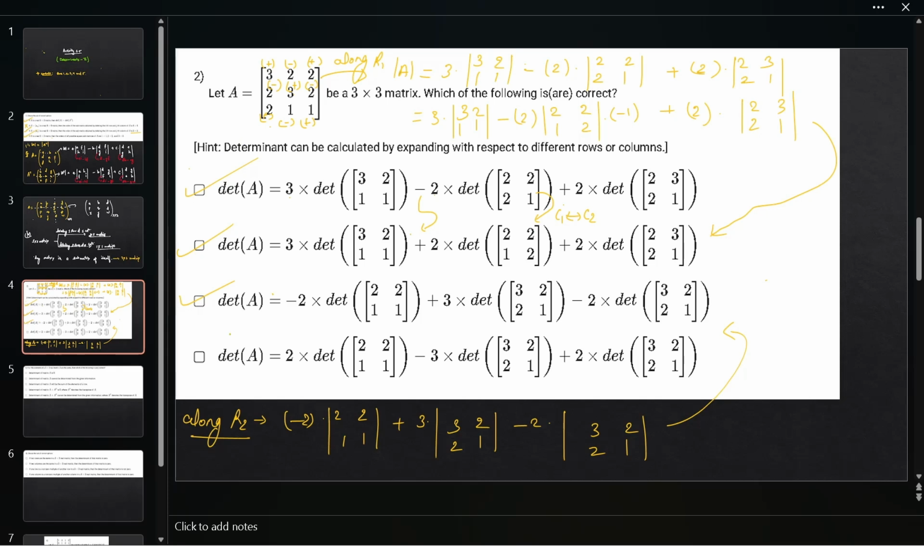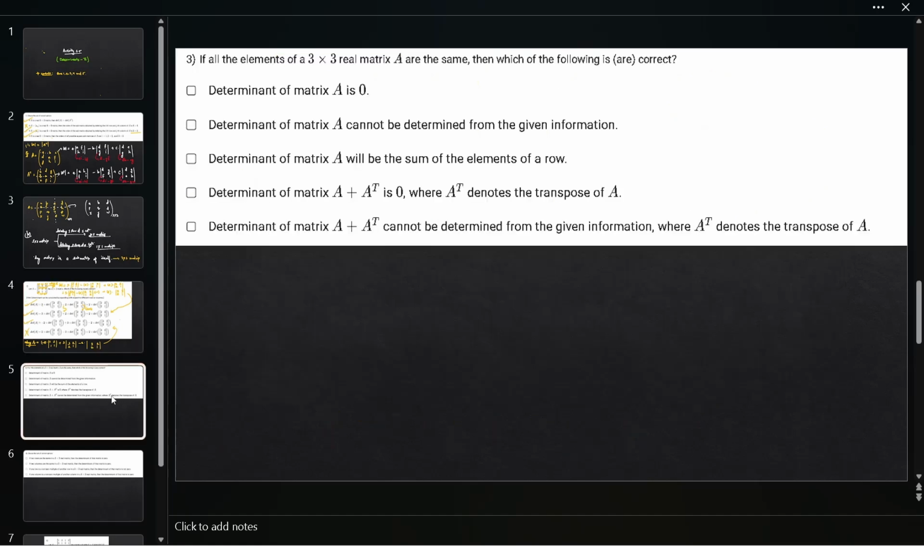About option 4, if you multiply the expression provided in option 3 by -1, then you will obtain option 4. That means option 4 is minus determinant of A, not determinant of A. So option 4 is incorrect. So this was all about question 2. Now let's move on to the next question, that is question 3.